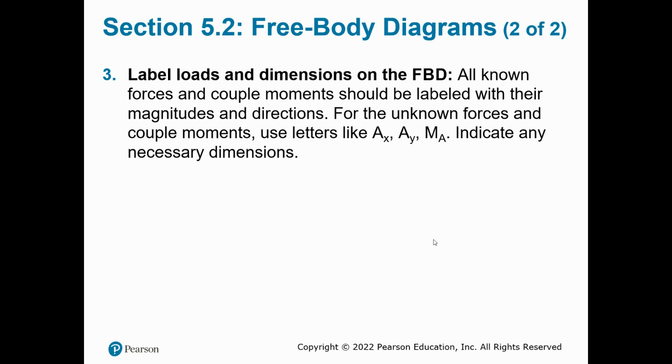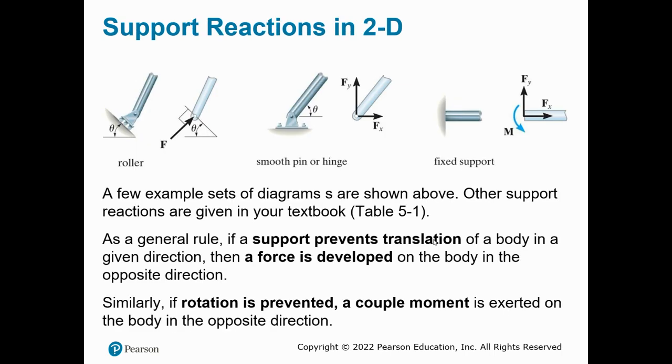So we're going to label loads and dimensions on the free body diagram. All known forces and couple moments should be labeled with their magnitude and direction. For unknown forces and couple moments, use the letters AX, AY, moment MA. If it's point B, you will have BX, BY, and MB. Also indicate any necessary dimensions. A few examples over here.